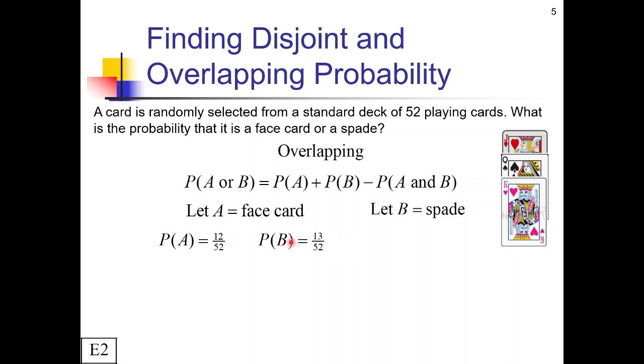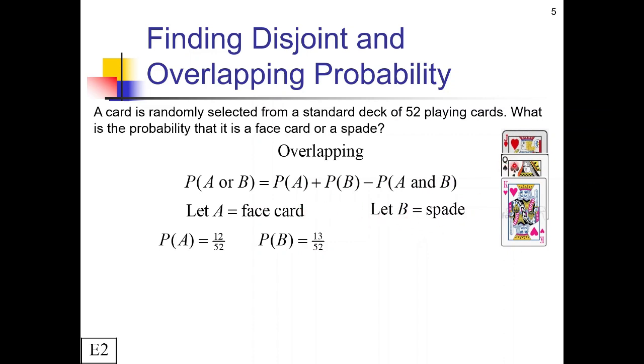And again, we're not going to reduce those just yet. Let's go ahead now and figure out P of A and B, because we also need that for this formula. So we're asking how many spades are also face cards, or vice versa. Well, there's 3 spades that are face cards.